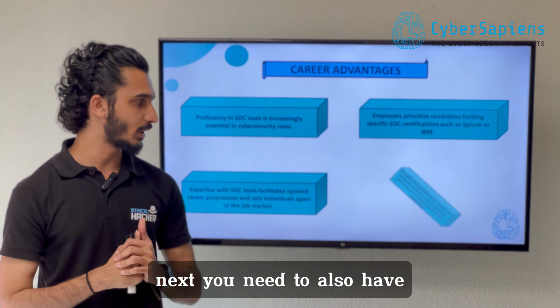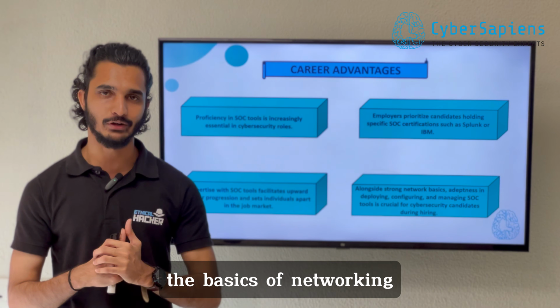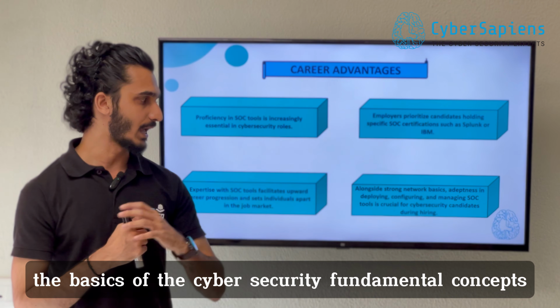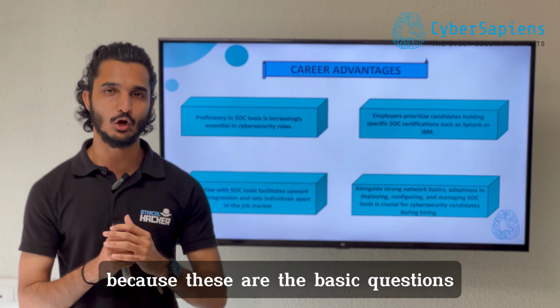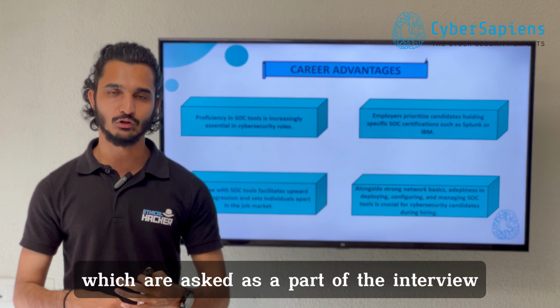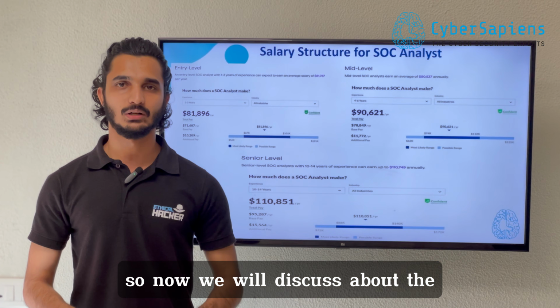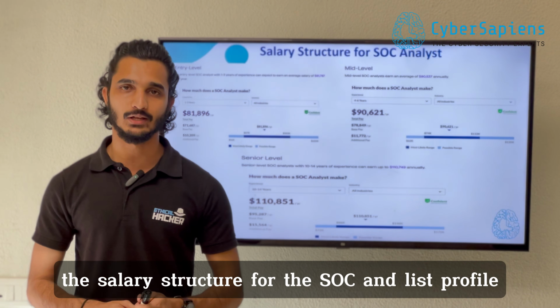Next, you need to also have an understanding of the network aspects, the basics of networking, the basics of cybersecurity fundamental concepts, because these are the basic questions which are asked as a part of the interview for the SOC analyst role. So now we will discuss the salary structure for the SOC analyst profile.